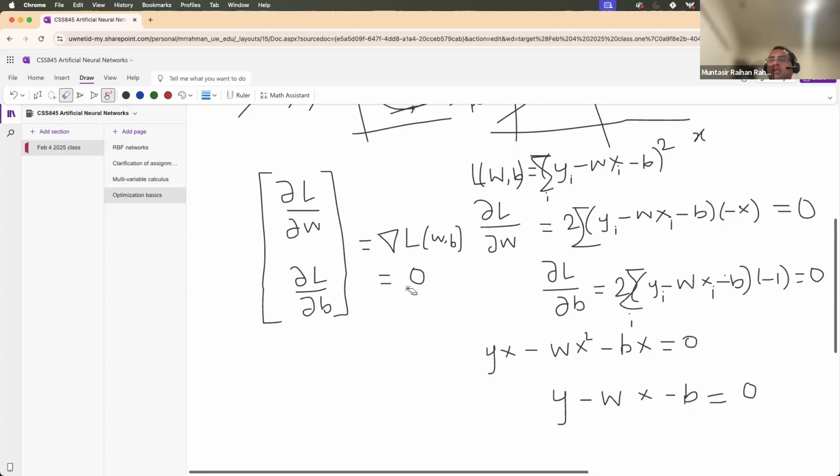I think this we can erase, but you can continue this and you will find an expression for the weight and the b values. So that's basically the idea of optimization.